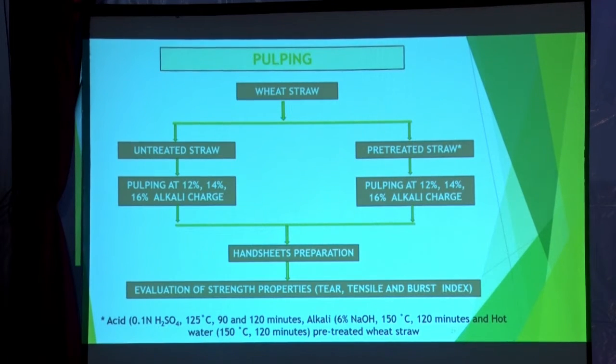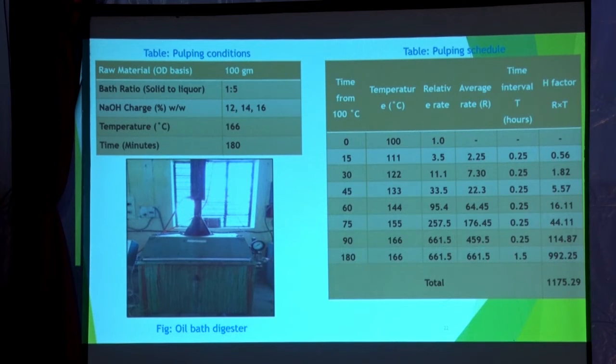Now coming on to the pulping, the pulping of the wheat straw was conducted for both untreated straw and pretreated straw. The pulping was conducted at 3 different alkali charges, that is 12%, 14% and 16%. Handsheets were prepared from the pulp, and the physical strength properties, that is tear, tensile and burst index, were estimated.